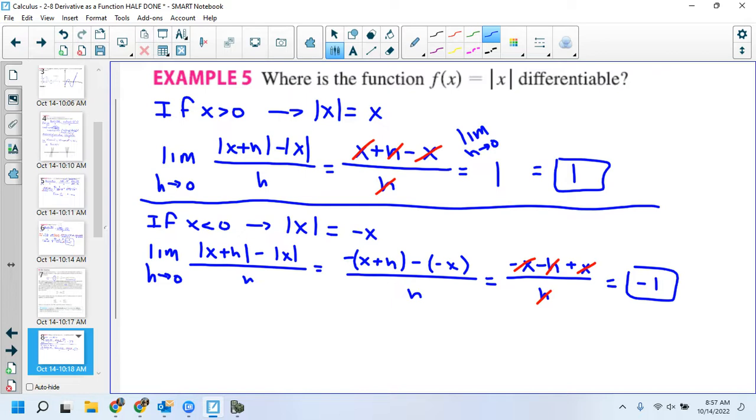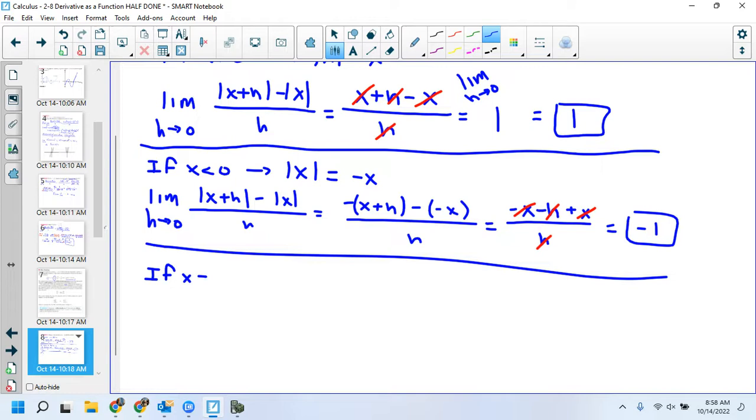Now, see, the limit exists. See, f prime of a exists for every value on the right side and for every value on the left side. So we can state that the absolute value function is differentiable for every value greater than 0 or less than 0. What value have we not talked about yet, though? At 0. Third case.